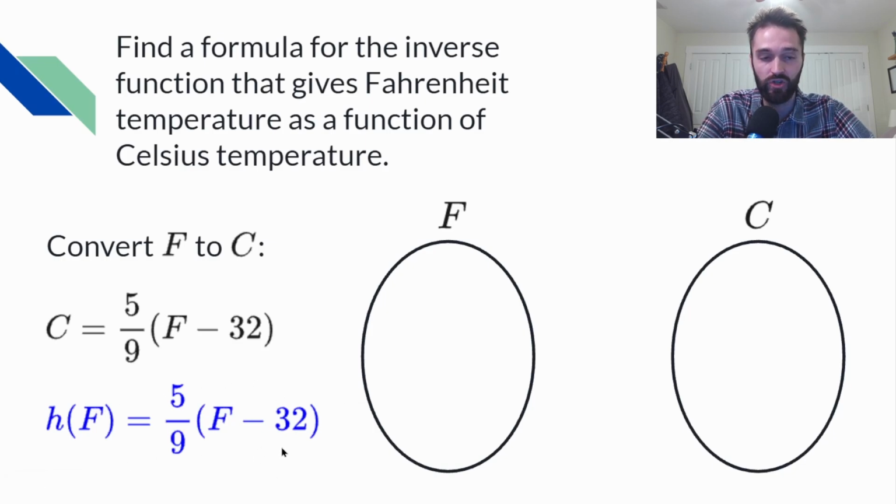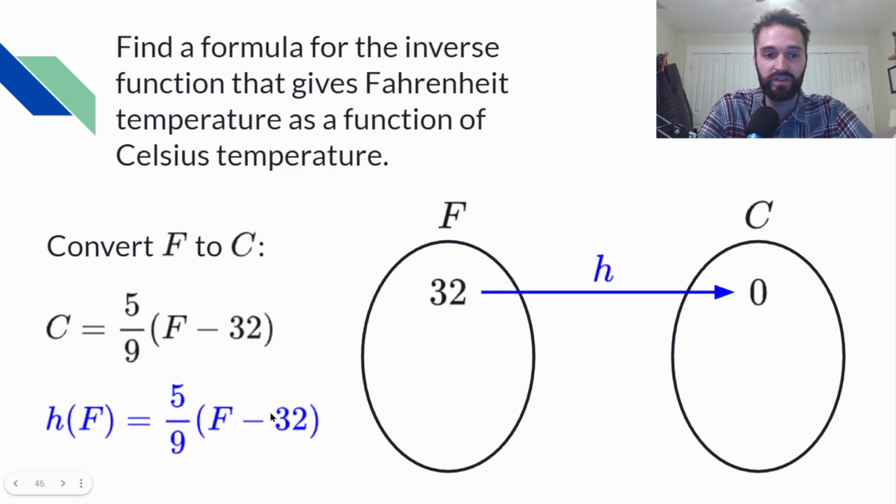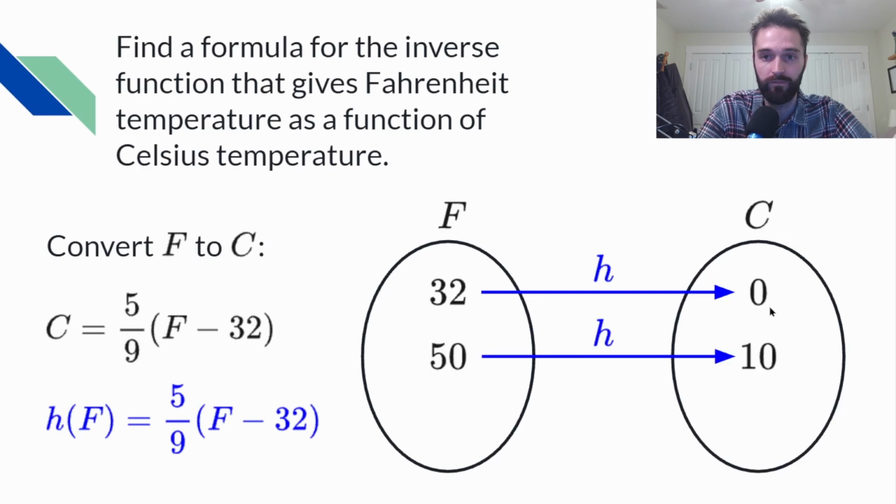We have a blue function, h, and a red function, h inverse. So let's take a look at what h does. Remember, a function is a mapping. h maps the value 32 to 0. So when we plug a value of 32 in for f, we end up with c equals 0. And the function h maps the value 50 to 10. And it also maps 86 to 30. Try it out in your notes to confirm.